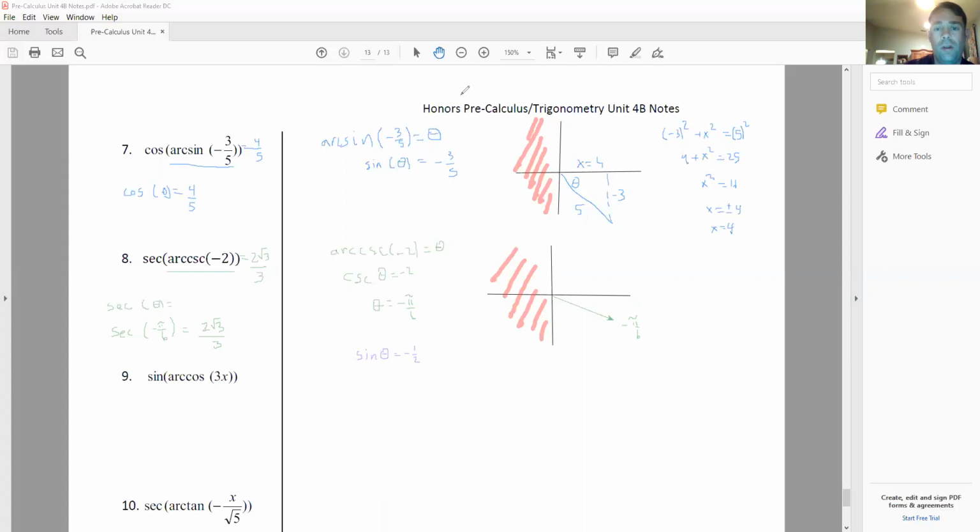And if we still haven't quite got the unit circle down yet, that's fine. Just treat it this way. Cosine of -π/6 would be √3/2. So the secant would be the reciprocal of it, 2√3/3. And we end up with 2√3/3.